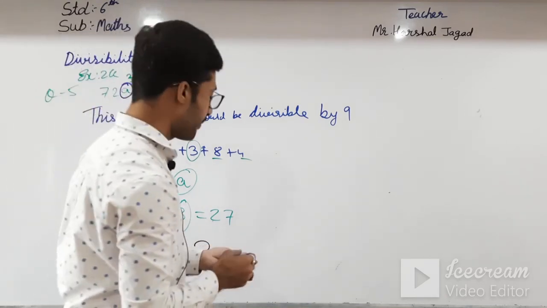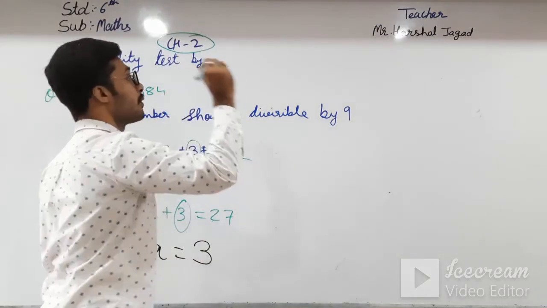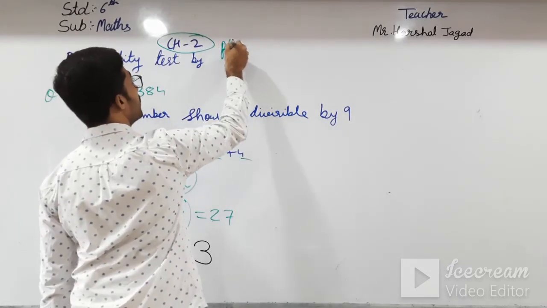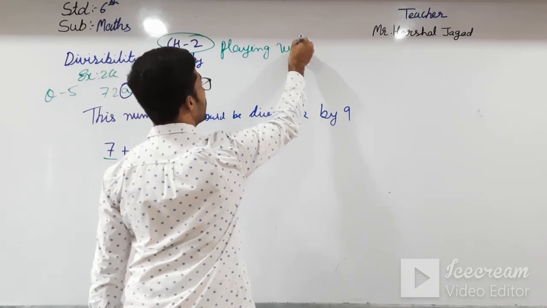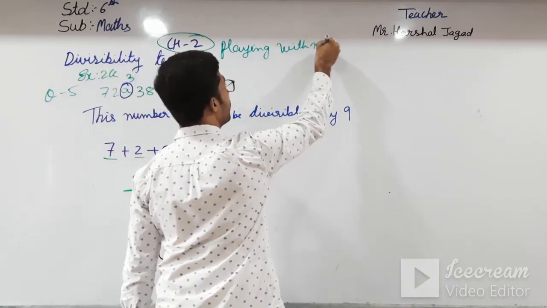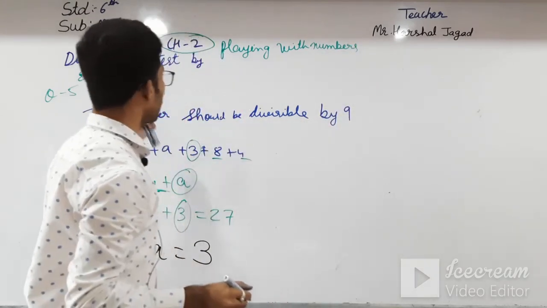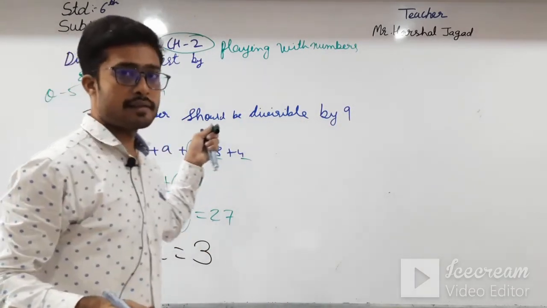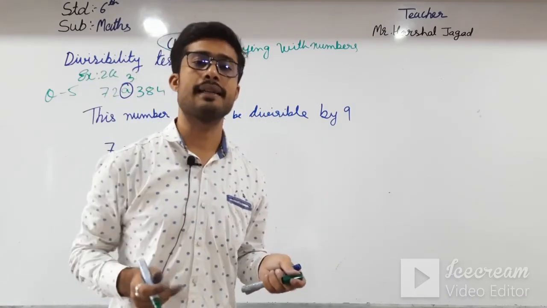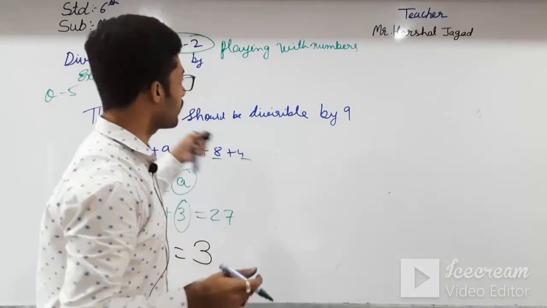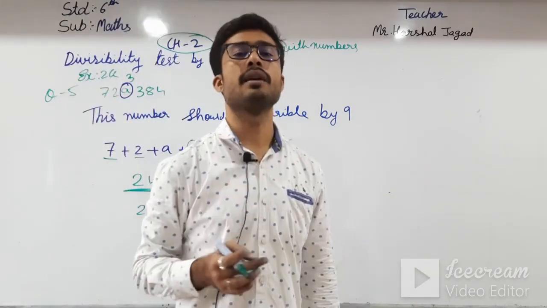Again, students, I am repeating that I am just running chapter number 2, playing with numbers. Okay, students, why? Because I had forgotten to take some of the last topics of it, and I had just started chapter number 3, that is HCF and LCM. So first of all, we will complete this and we will continue in our chapter number 3.